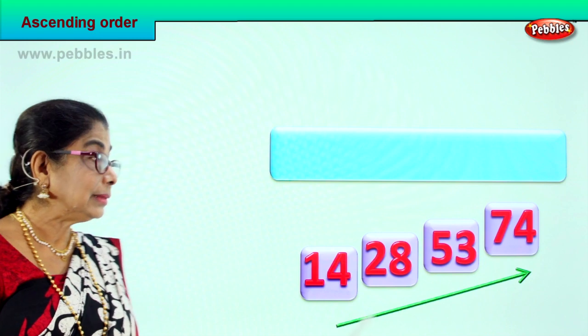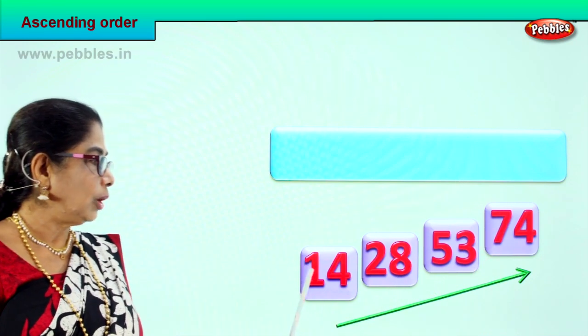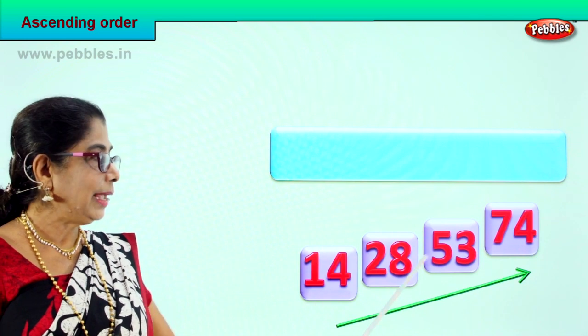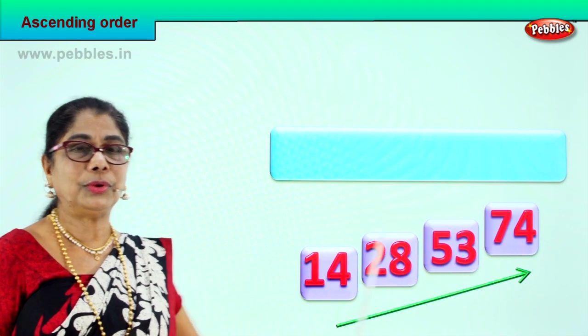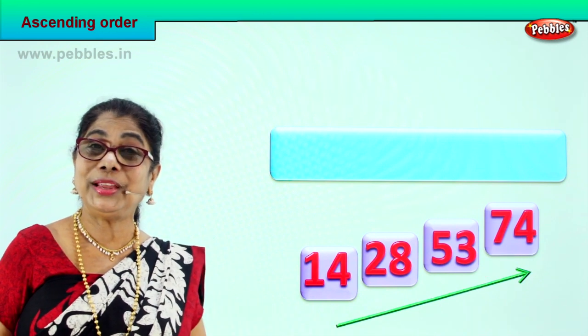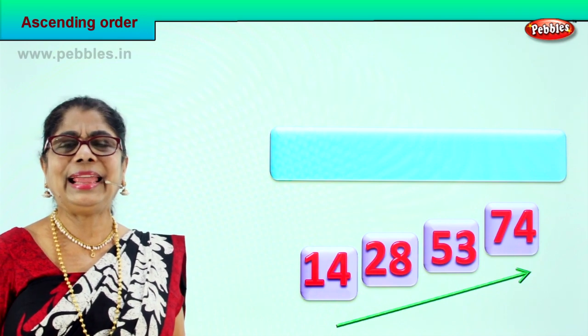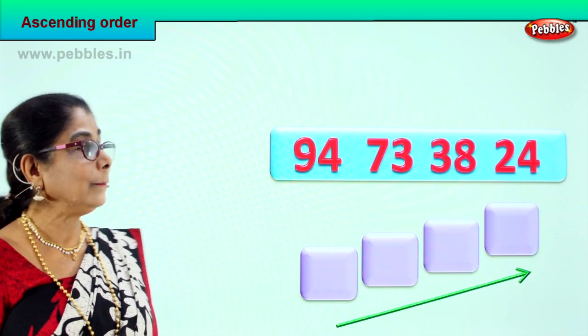We are doing ascending order, smallest to the biggest. Smallest is 14, 28, 53, 74. Smallest number to the biggest number. Did you enjoy? Let's go to the next exercise. Shall we? Good.